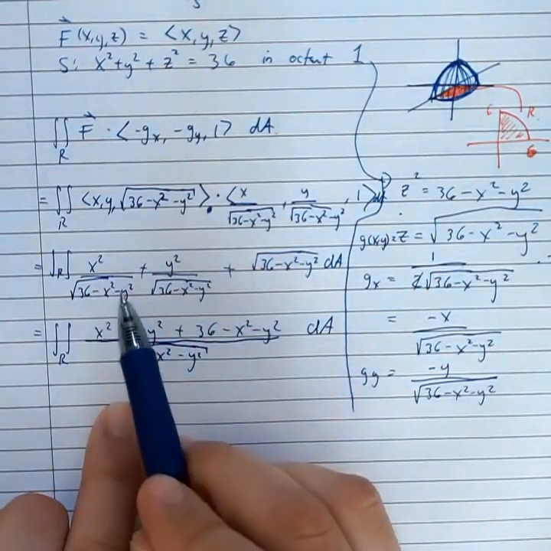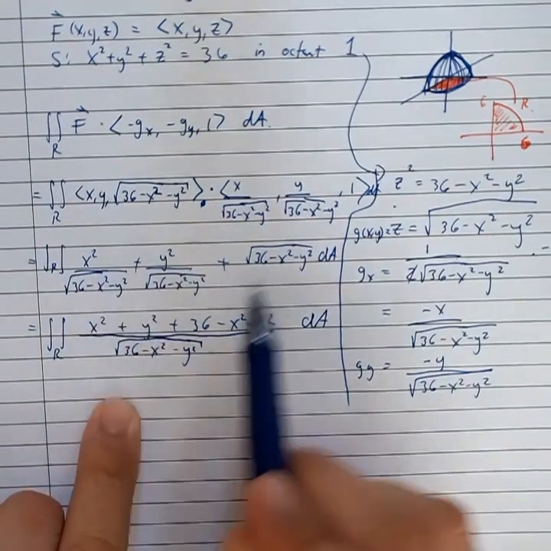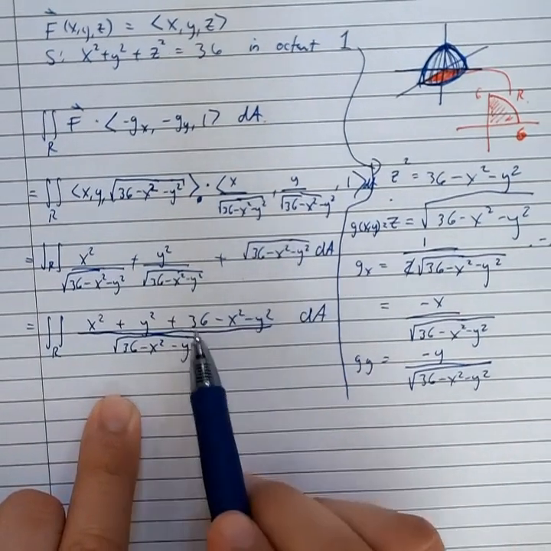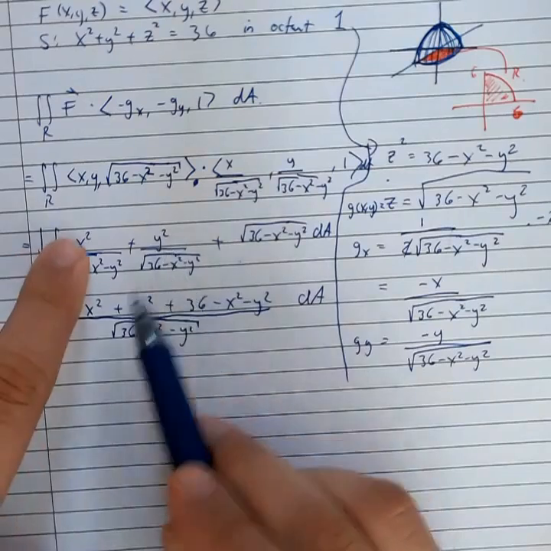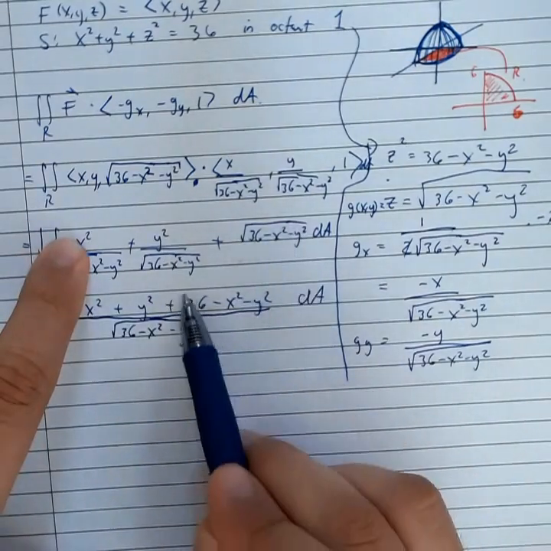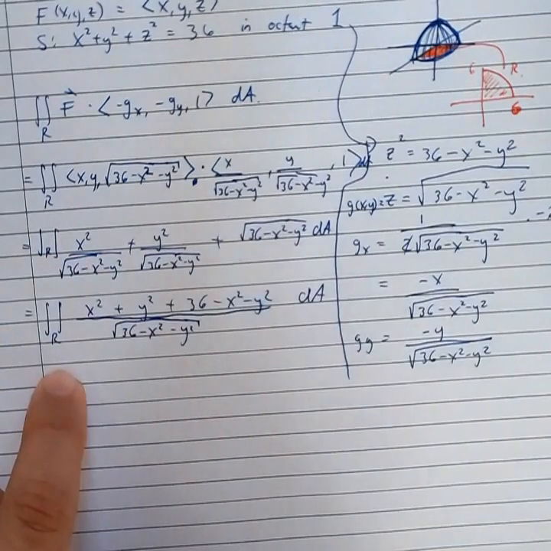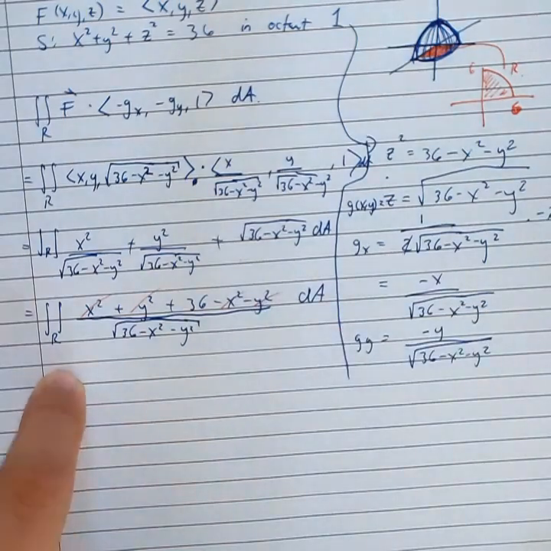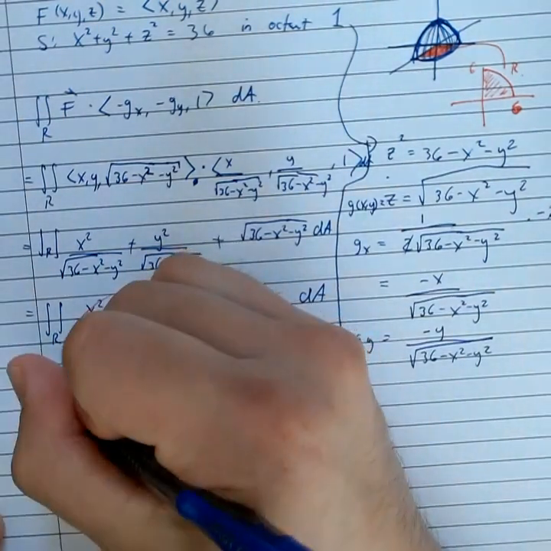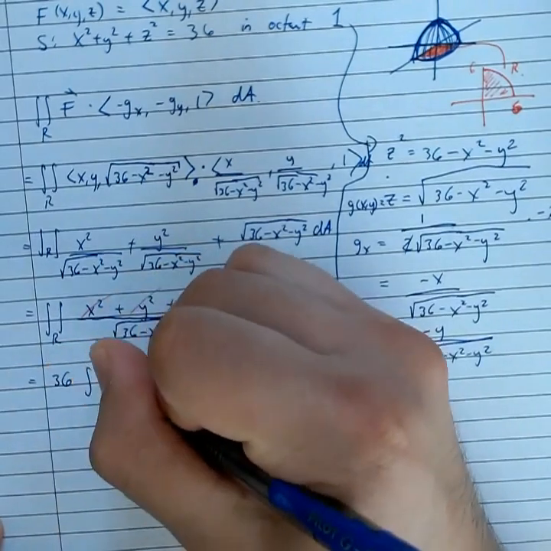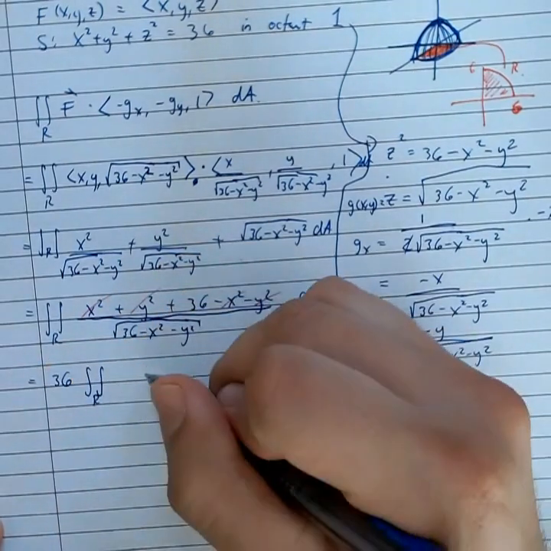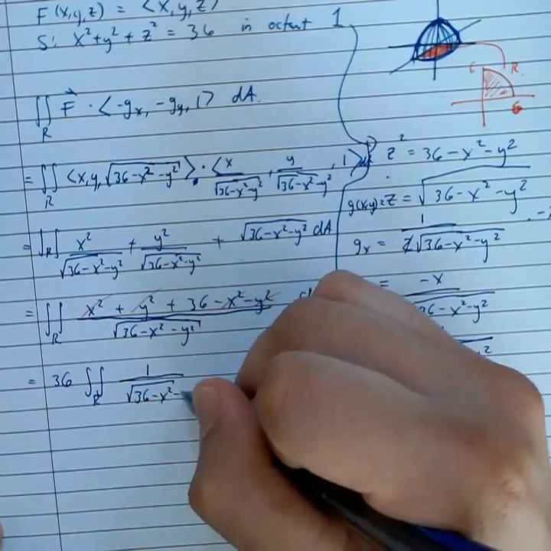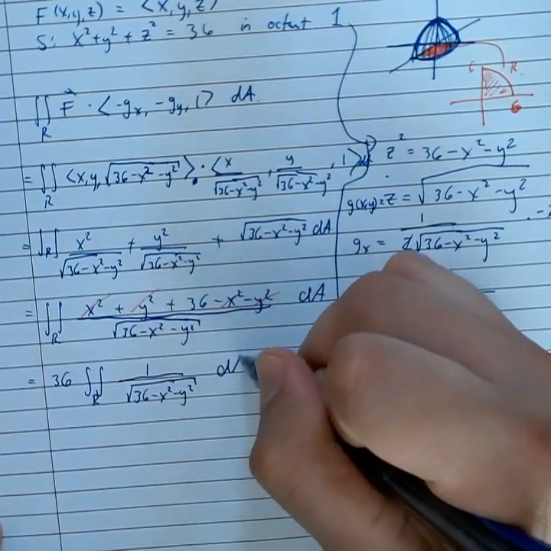Okay. Here, I just left these the way they were with the same denominator, put them together. Here, I multiply top and bottom by this denominator, which makes this square root go away. Okay. So that stays there, that stays there. This gets rid of its square root when I give these a common denominator. And now, a lot of terms disappear on me. That's a constant, so I can go ahead and factor that out. So that's going to be 36 times the double integral over the region R of 1 over the square root of 36 minus x squared minus y squared, dA.